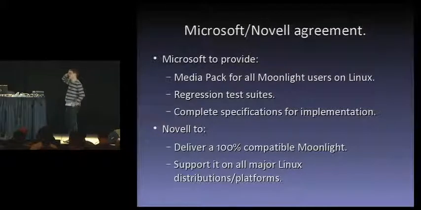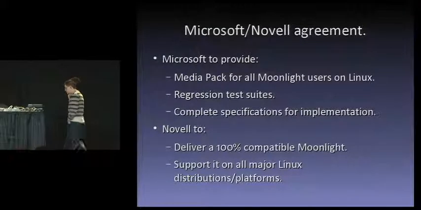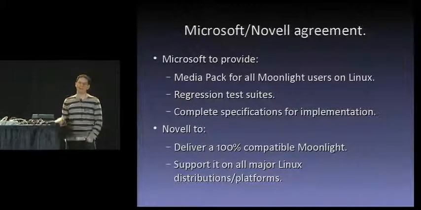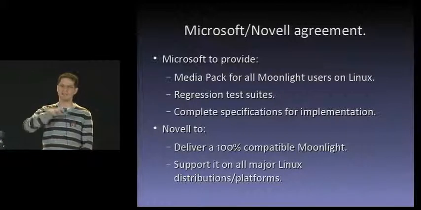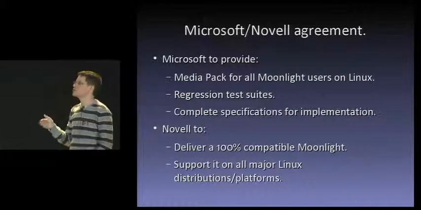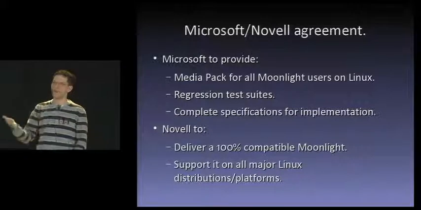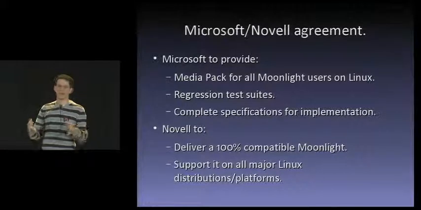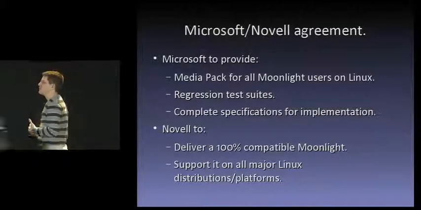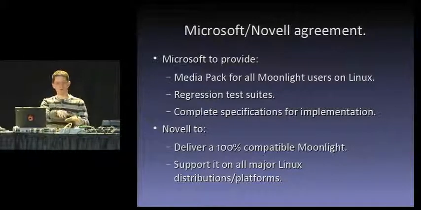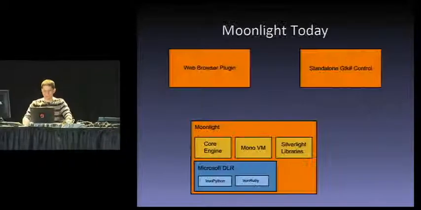And finally, Novell agreed to those terms, and will deliver a 100% compatible version of Silverlight based on the test suites, and will support all of the major Linux distributions and platforms. Although the agreement calls for us to support the major 3 Linux distributions, our goal is to support pretty much everything under the sun. Solaris, BSD, Linux, everything that we can get. So if Silverlight is not supported on a particular platform because there's not enough market or there's not a lot of interest, we're an open source project. People can contribute, and we'll do a binary release for that platform. So all the little holes that are not covered, we want to take care of those. So let's go into Moonlight.